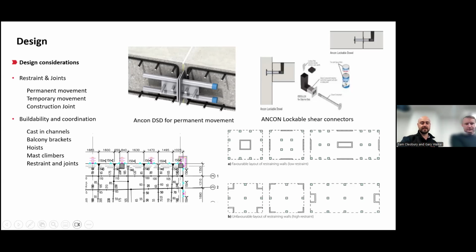If you were to do it in a single core, you just put the temporary movement joint or pour strip around the core. Yeah. And one question we get asked often when we're looking at design is, I've got lots of things I need to put into the edge of the slab, can you coordinate? The answer is always yes.